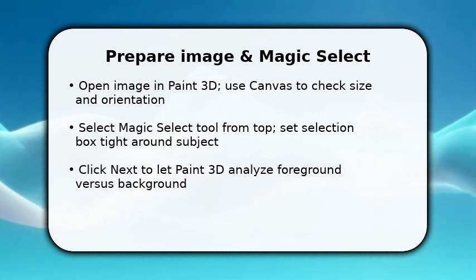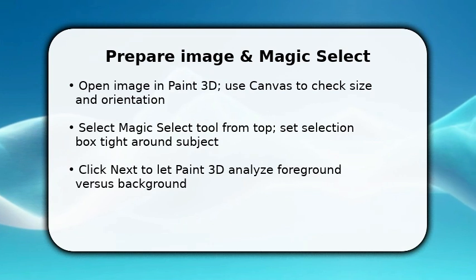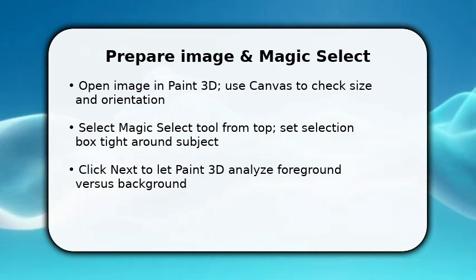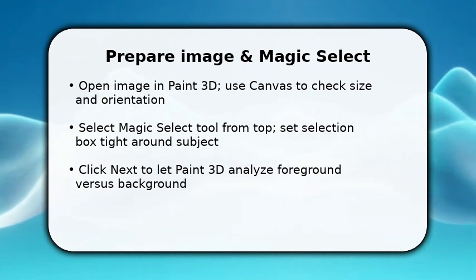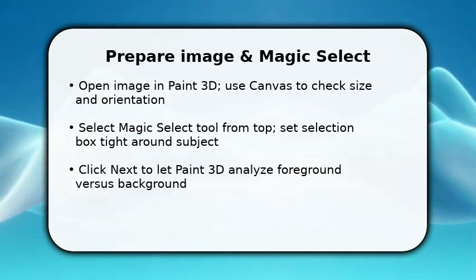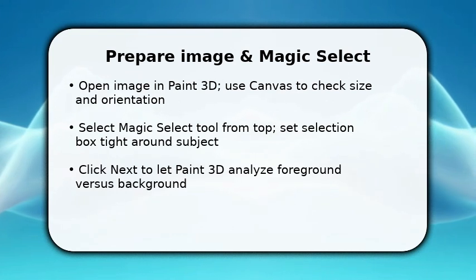Click Next and let Paint 3D analyze the foreground versus background. This algorithm estimates edges, so you're guiding it. Once done, you'll see a preliminary mask and handles to refine the selection before removing the background.